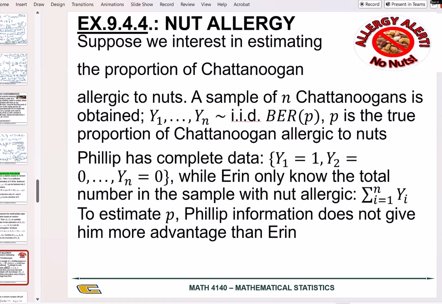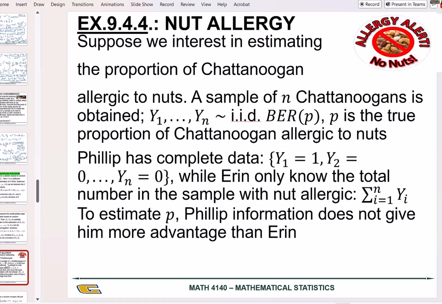Say one person, like Philip, has the complete data, y1 to yn, so for each observation he has that. While Aaron only knows the total number with not allergic. So one person has the exact data for each observation, and one person has just the total, the summation of yi. To estimate p, Philip's information does not give him more advantage than Aaron.